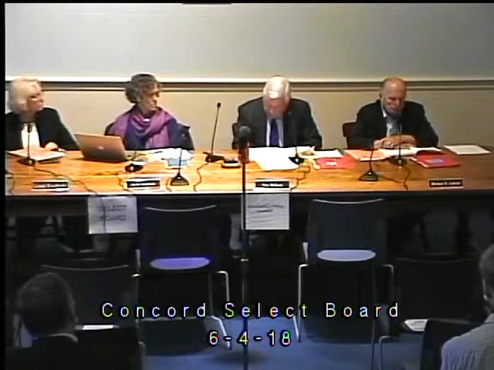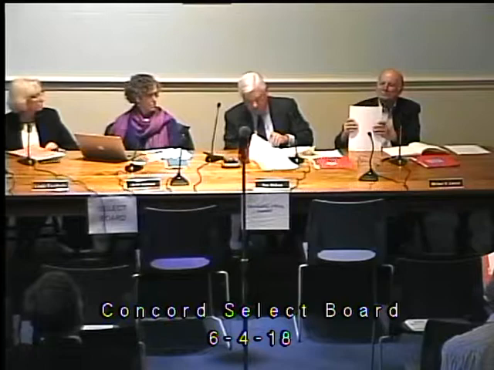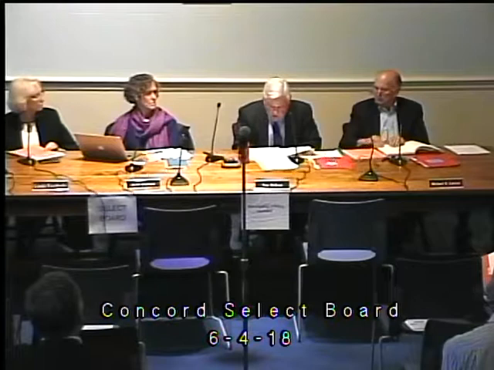On a more positive note, I want to thank the Concord Garden Club for their plantings in front of the townhouse. The beauty of their plants enriches all those who enter the building and enhances all our lives, albeit in a small way.